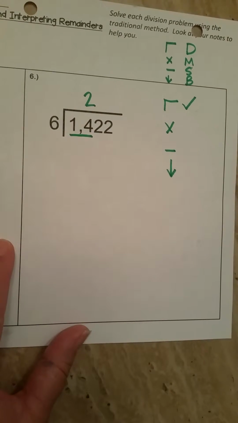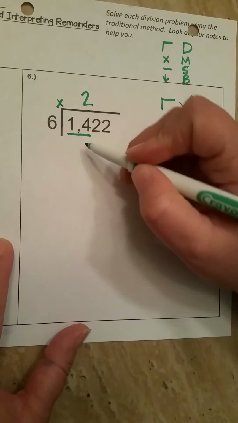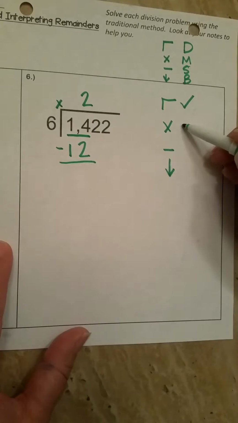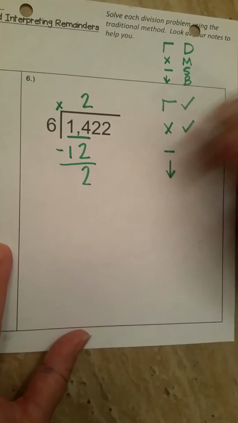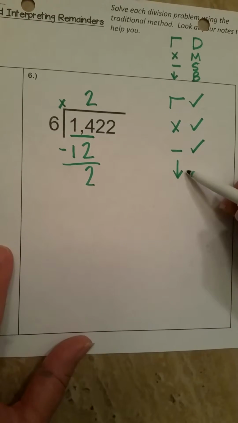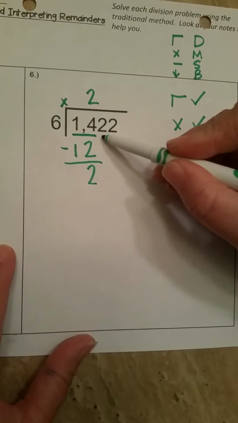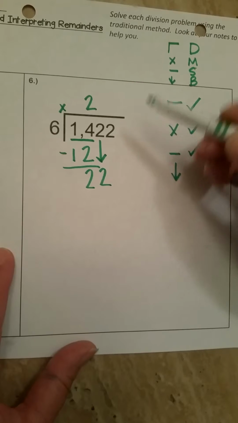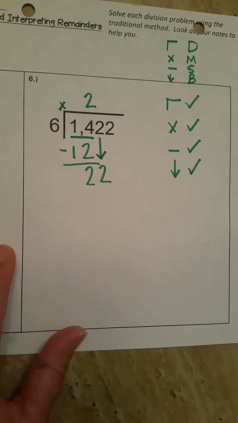I have divided. Now I'm going to multiply. 6 times 2, 2 times 6, the same thing, is 12. Now I have to subtract. 14 minus 12 is 2. So I've subtracted, and now my next step is to bring down, and I have to bring down the next number that's hanging down here. So I'm going to bring down that 2, and I'm going to start all over and do it again.